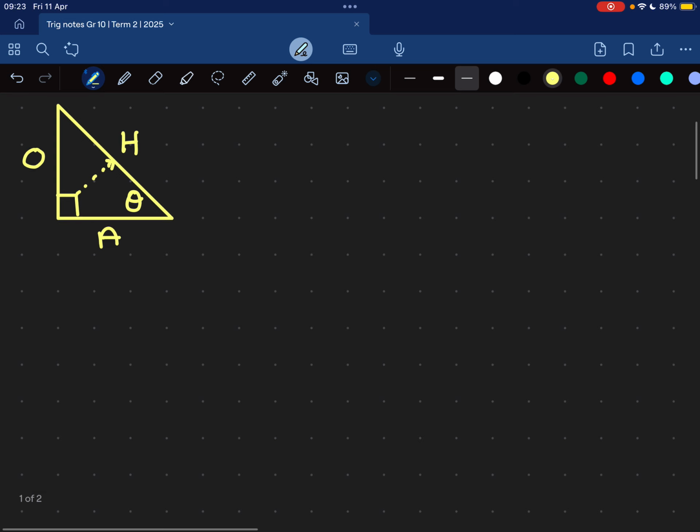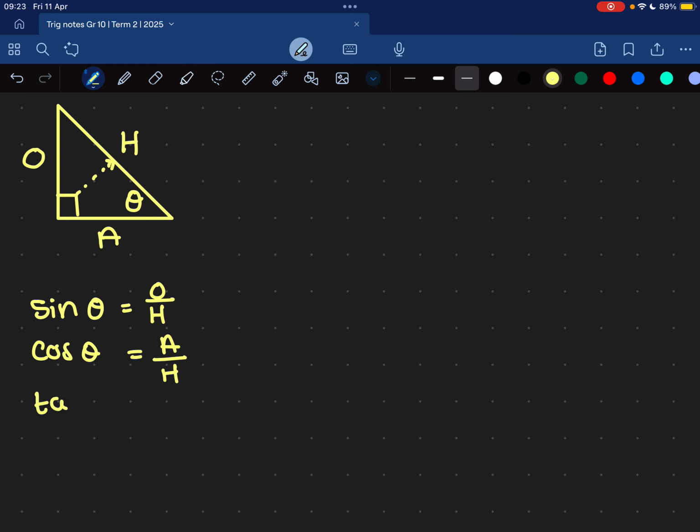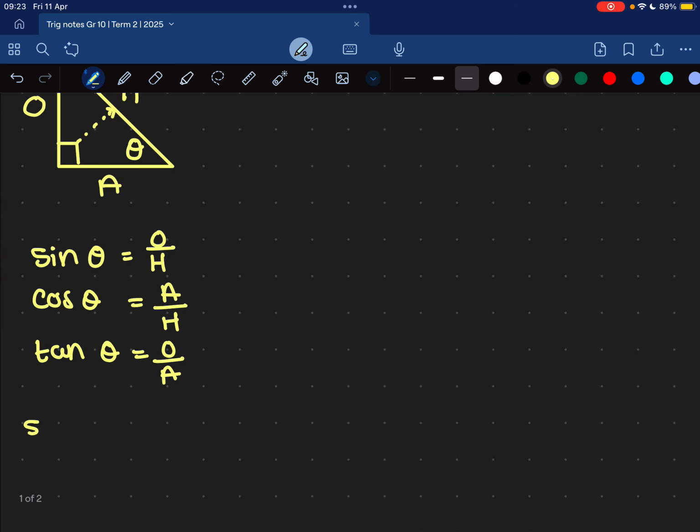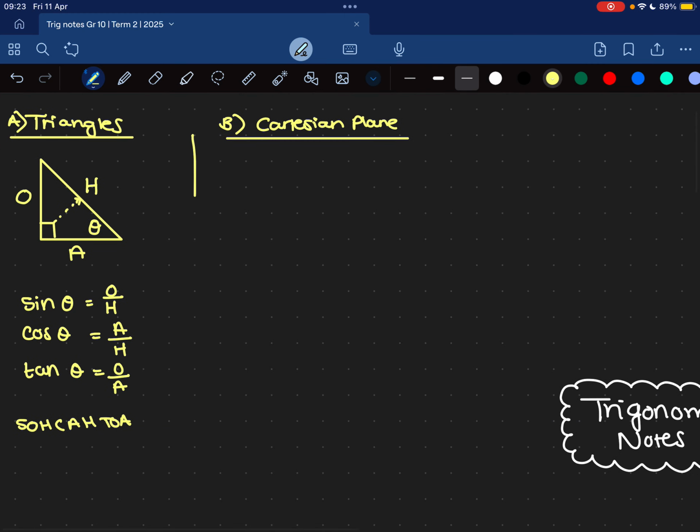Okay, when we use these ratios, we can use our three functions. We say sine of theta is equal to opposite over hypotenuse, cos of theta is equal to adjacent over hypotenuse, and tan of theta is equal to opposite over adjacent. Or as we know it to be, SOHCAHTOA. It's important to remember that these three ratios are only used when we are dealing with triangles alone.